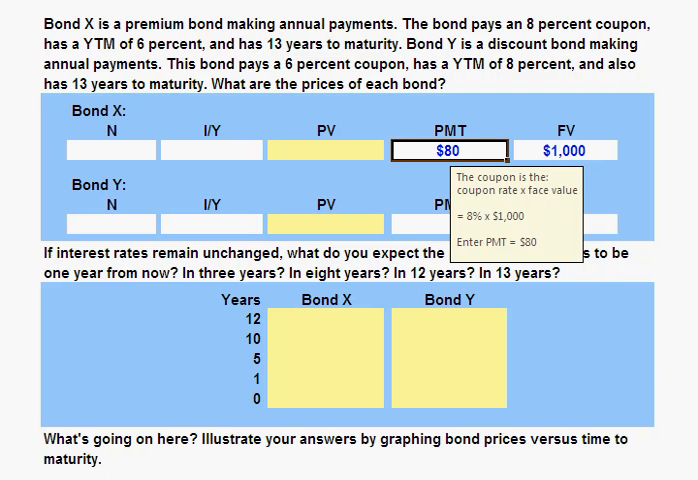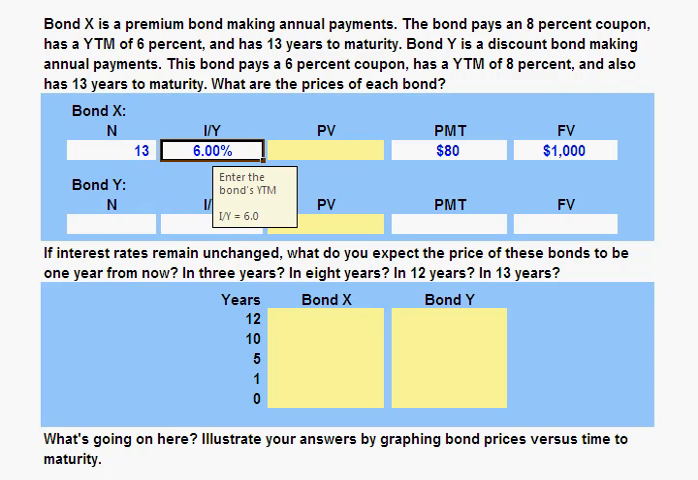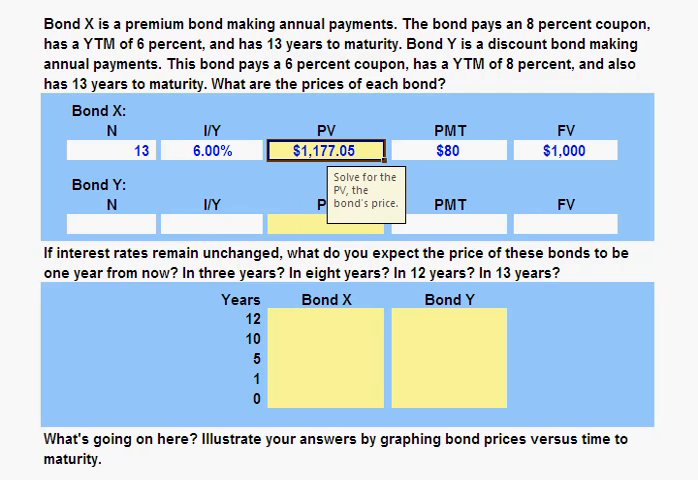We're told the bond has 13 years until maturity and a yield to maturity of 6%. We can now solve for the present value. Notice the present value of $1,177.05 is greater than the bond's face value. This is because the coupon rate of 8% is greater than the bond's required rate of return or yield to maturity of 6%. This bond is selling for a premium.